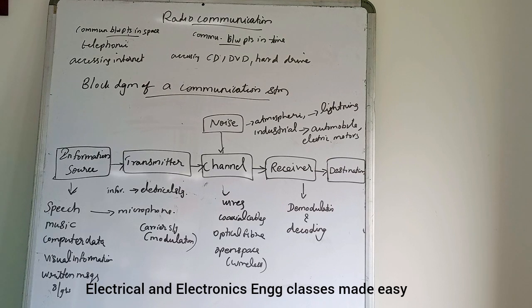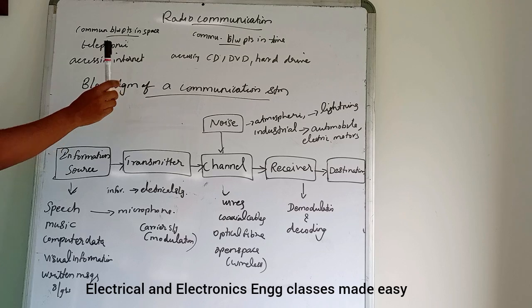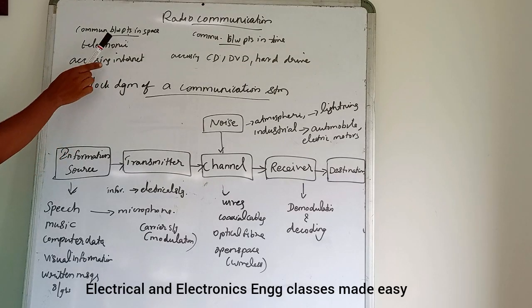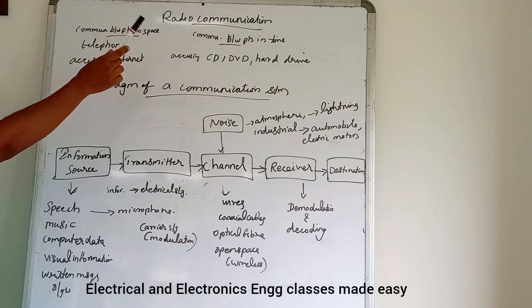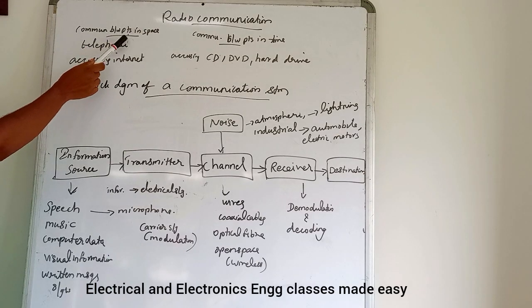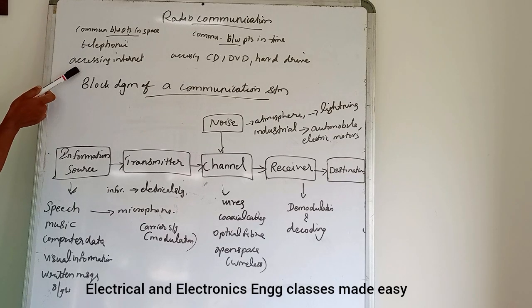Today's class is about the basics of radio communication. So communication means the information transfer between different points in space or time. Examples of communication between two points in space include telephonic conversation, accessing an internet website from our home computer, or tuning into a radio station.